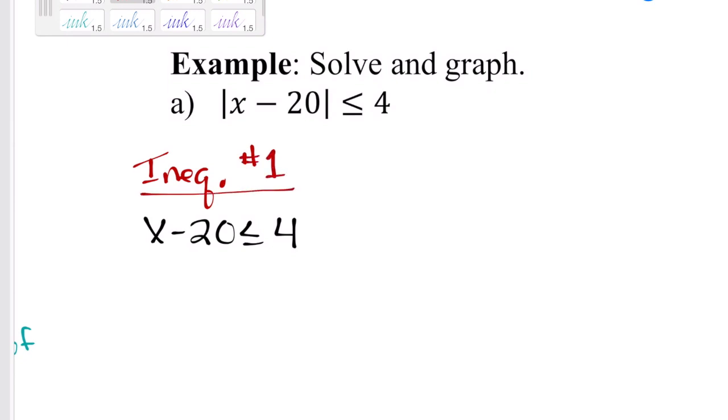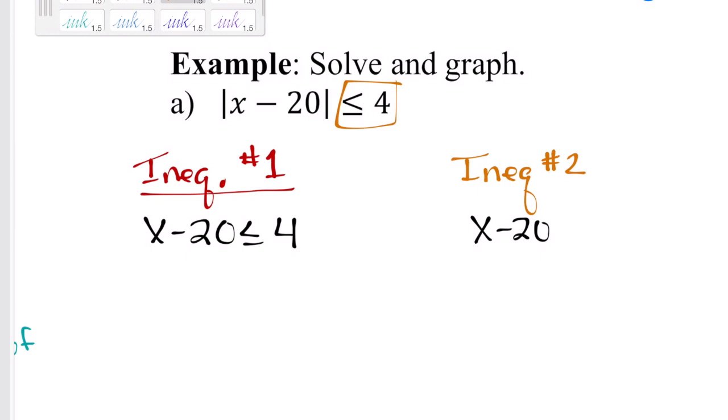When I make this second inequality, I'm going to have everything the same, so my x minus 20, except for the stuff on the other side. Basically what I'm saying is that with absolute values, anything that's inside, if it's positive, it's going to remain the same.